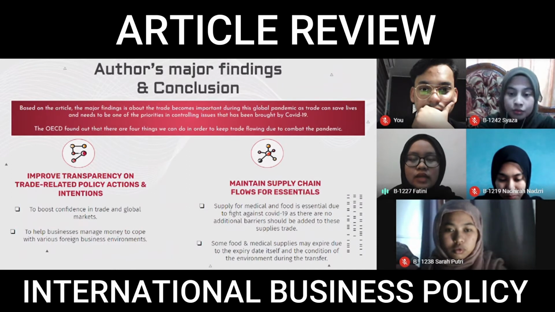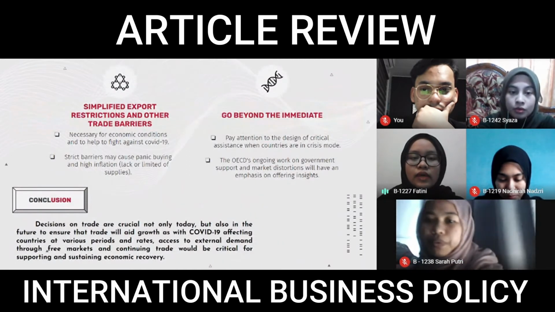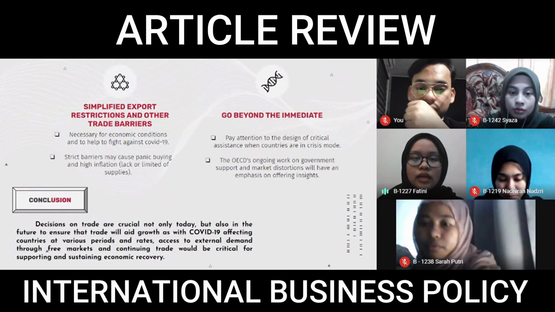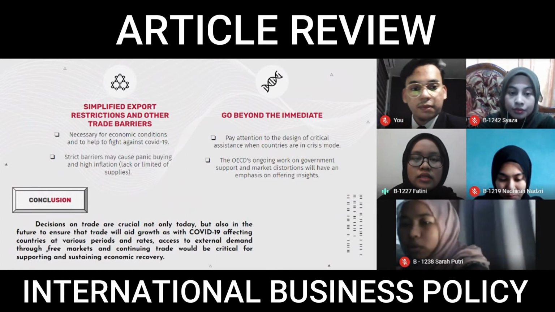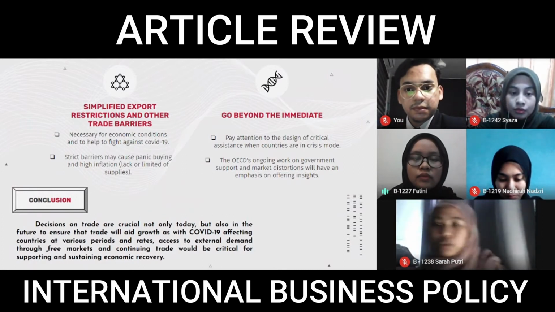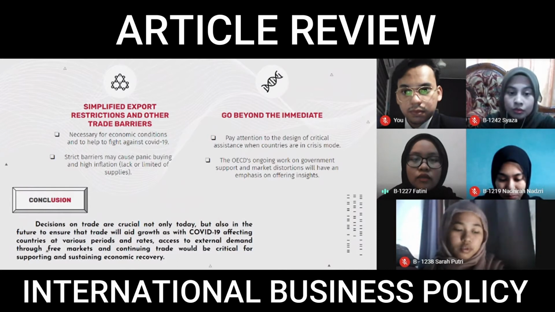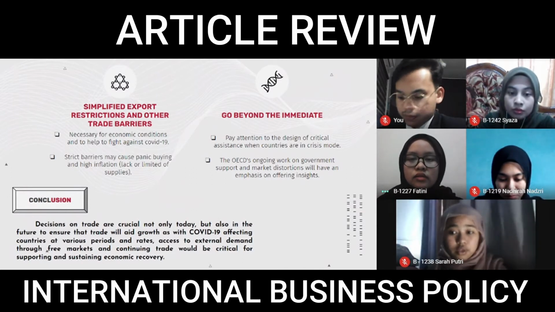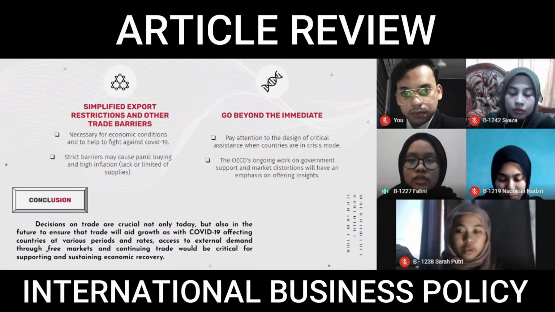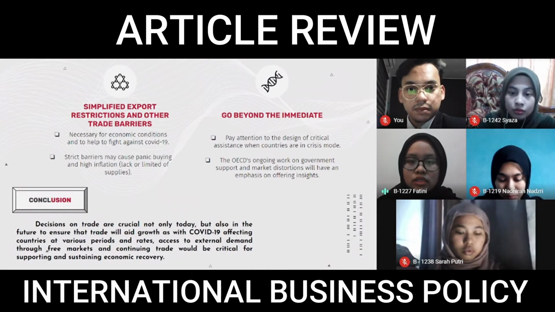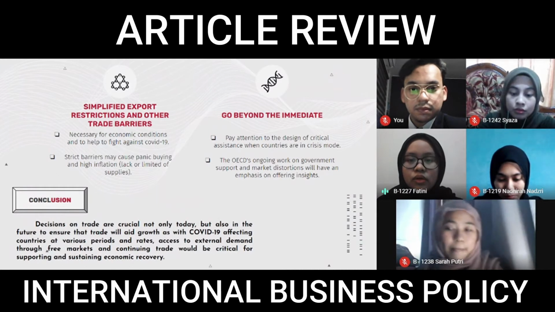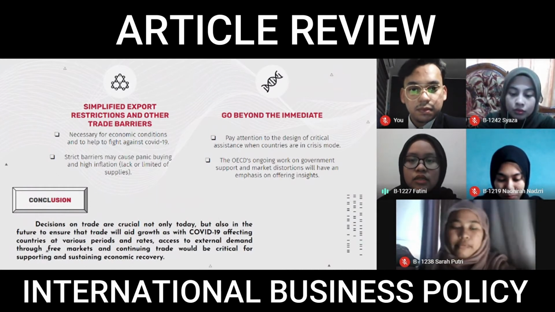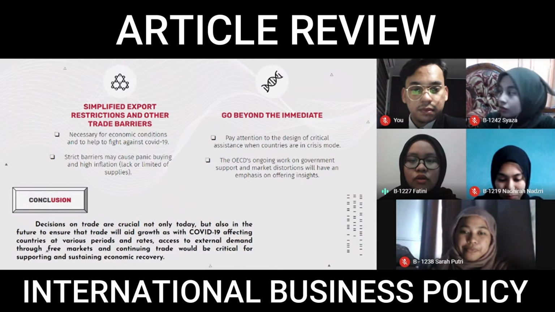Next, simplify export restrictions and other trade barriers. It is necessary for economic conditions and to help fight against COVID-19, as trade barriers may cause panic buying and high inflation. The last one is go beyond the immediate, to pay attention to the design of critical assistance when countries are in crisis mode, as the OECD's ongoing work on government support and market distortion will have an emphasis on offering insights.